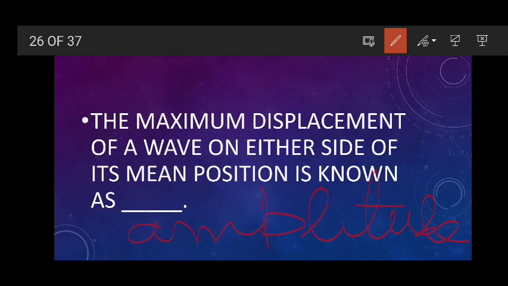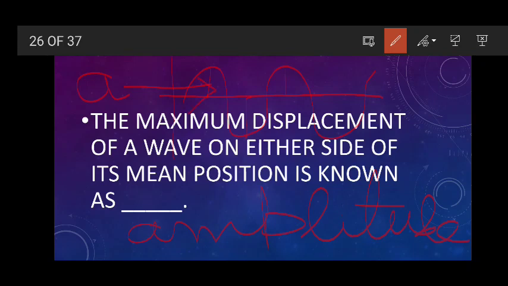Clear? So what is this amplitude? When we talk about the graph, here is a line, and then like this you get a wave. Clear? This is the sound wave. So the maximum displacement of a wave on either side of its mean position. This is the mean position. This is the amplitude. Here also this one is what? Amplitude. So this distance is called as the amplitude.